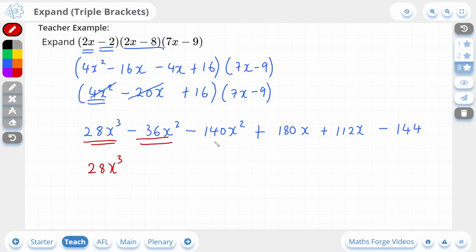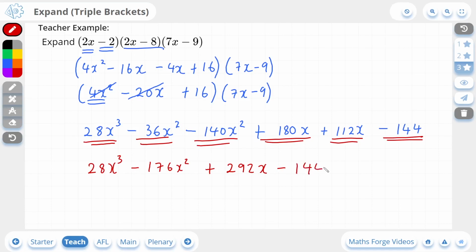We have 2 terms with an x squared, so that's going to be minus 36x squared minus 140x squared, which should give us minus 176x squared. We have another 2 terms with an x in there, so it's going to be plus 180x plus 112x, which is going to give us plus 292x. And finally, we have the minus 144 sitting on its own with no other numbers to simplify. So that's just going to stay as it is, minus 144. And this should be our final answer in its simplest form.